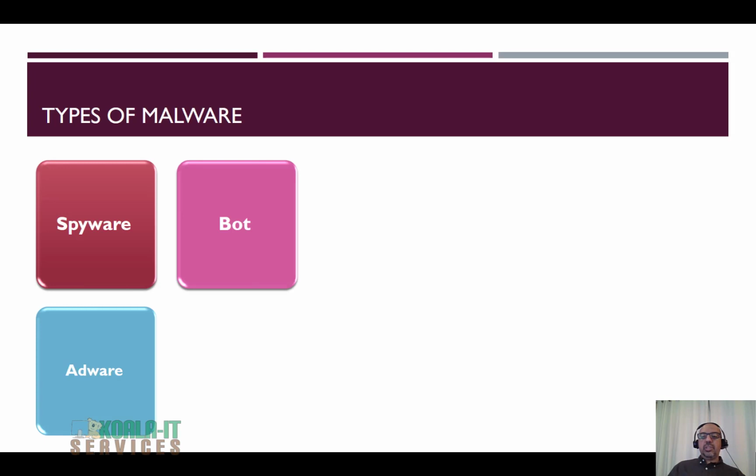Bot. From the word robot, a bot is malware designed to automatically perform actions, usually online. While most bots are harmless, one increasing use of malicious bots is botnets. Several computers are infected with bots, which are programmed to quietly wait for commands provided by the attacker.